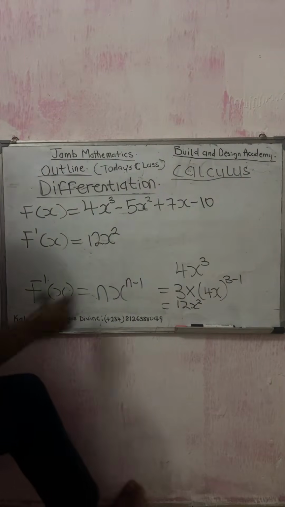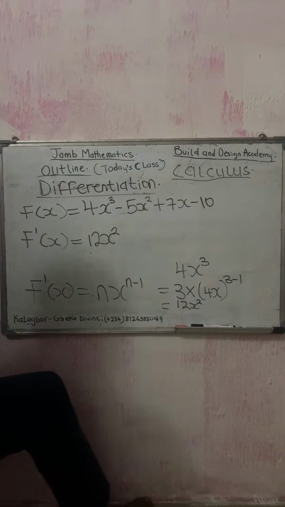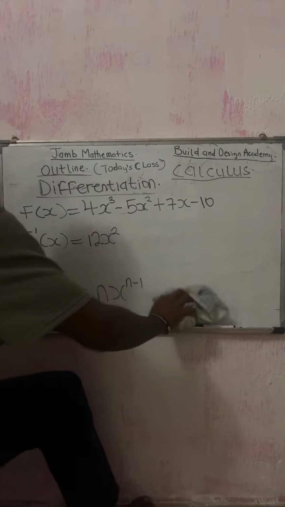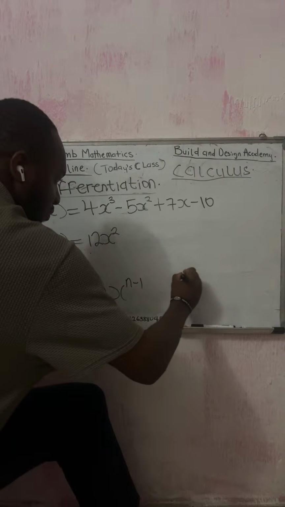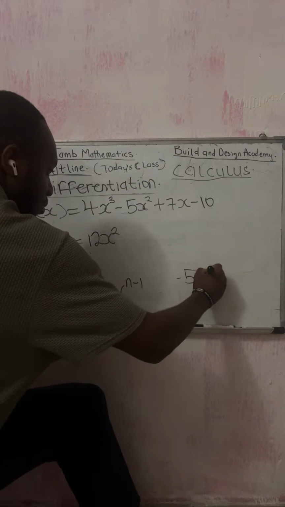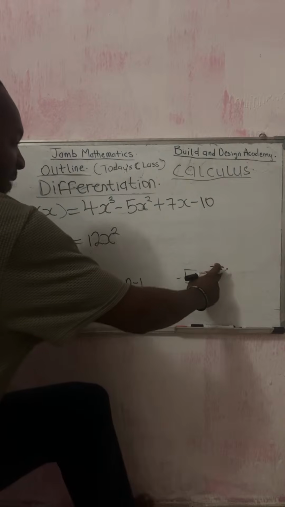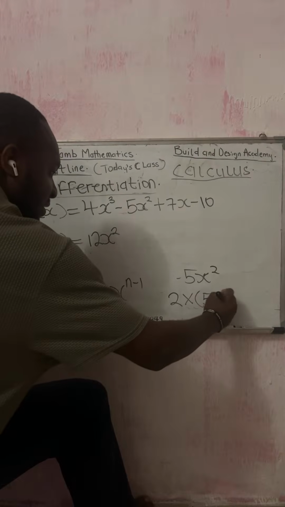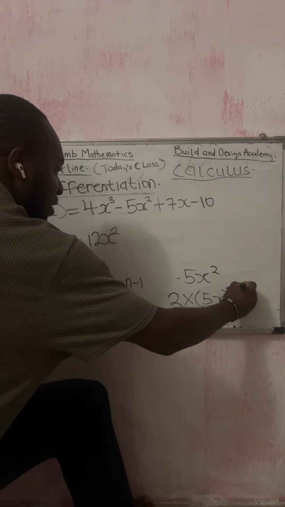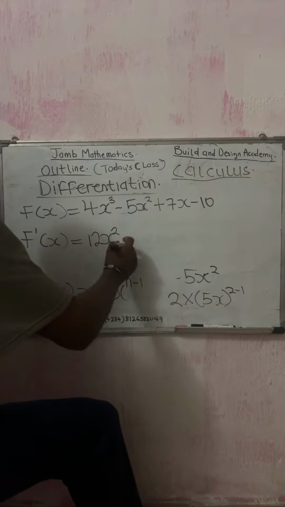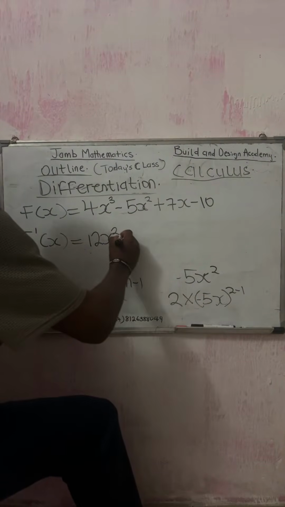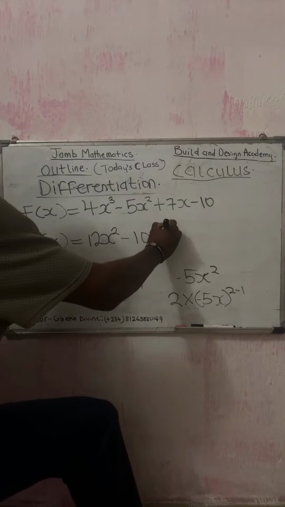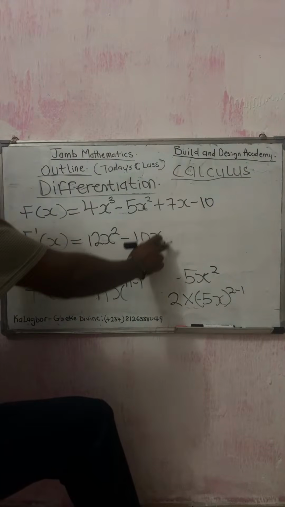Next up, we'll do the same thing for minus 5x squared. We know that n is the power, so it should now be 2 times what? 5x into what? 2 minus 1. 2 times minus 5x is what? Minus 10x. 2 minus 1 is what? 1. X raised to the power 1 is still the same thing as x.